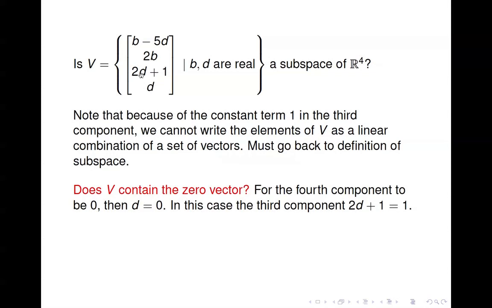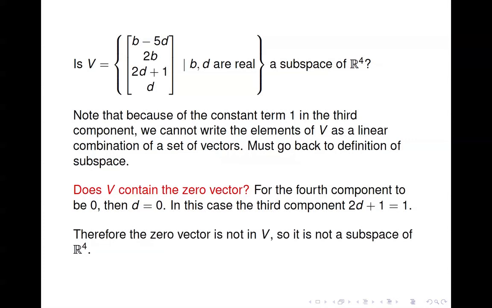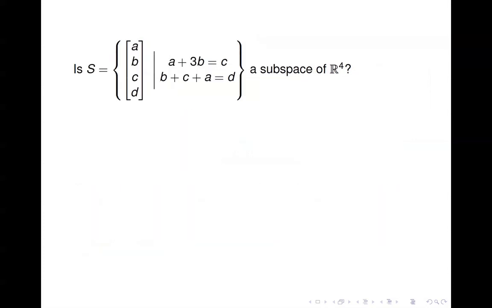that the second component would be 2 times 0 plus 1, which is 1. And so if you get 0 here, you're going to have 1 up here, and therefore the zero vector is not in this set. So it is not a subspace of R4.